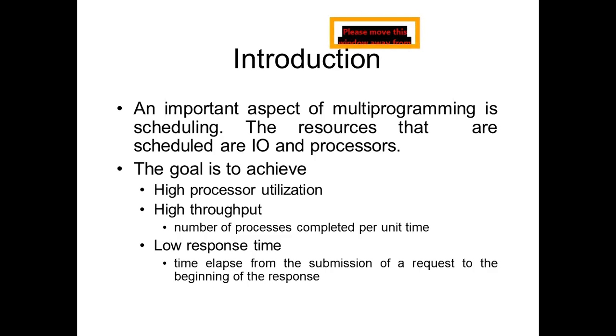What is the goal we want to achieve? High processor utilization and high throughput. It means we maintain all the resources so that they are busy at all times. Throughput is the number of processes completed per unit time.